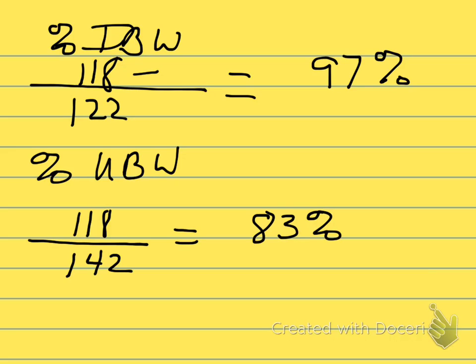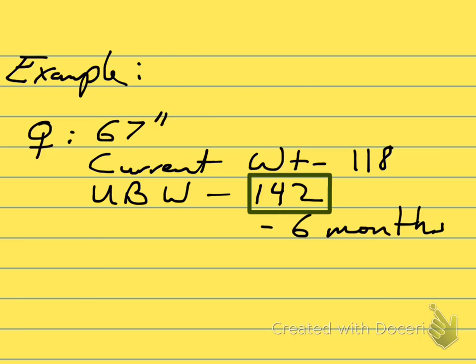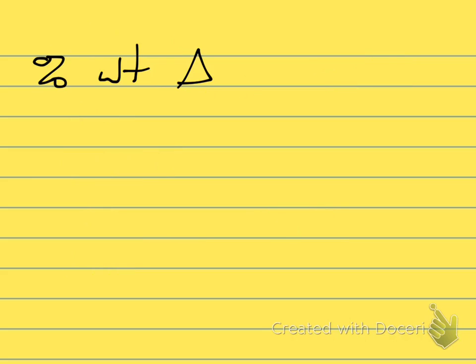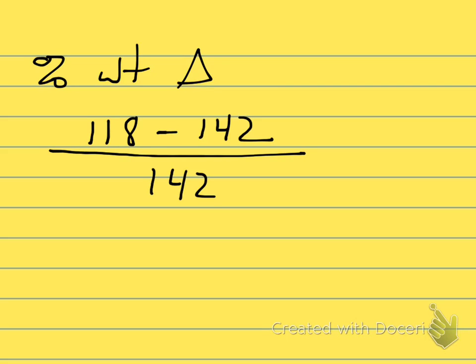So the last calculation that we need to do is our percent weight change. Let's go back and look at the formula. Percent weight change is right here. We take her current weight and subtract her usual body weight, and then we divide that difference by the usual body weight. So her current weight is 118 pounds. Her usual body weight is 142 pounds. And then we're going to divide that by 142 pounds.